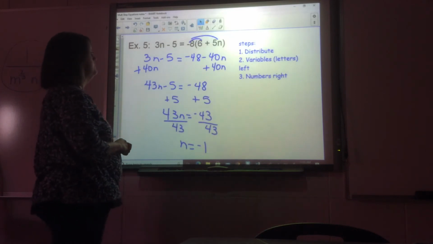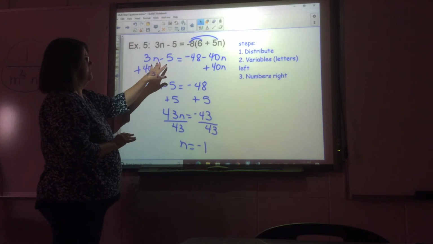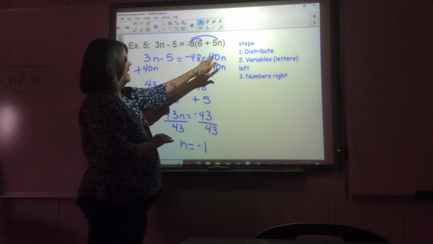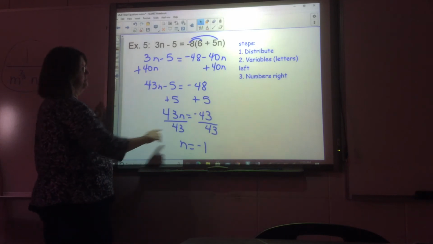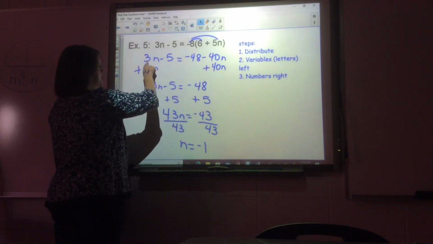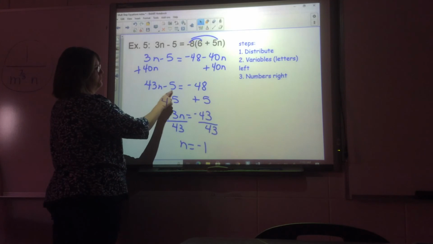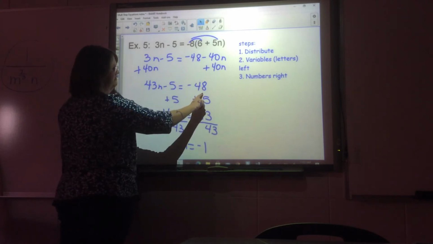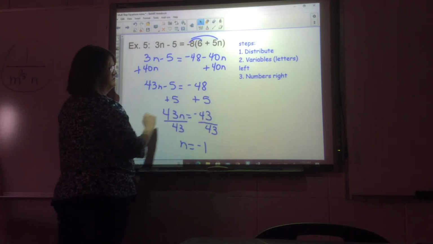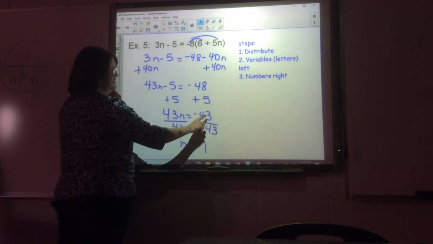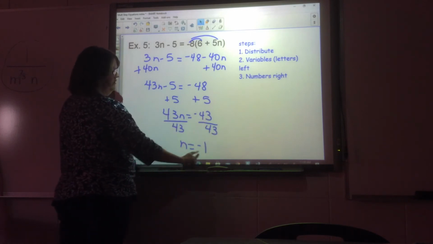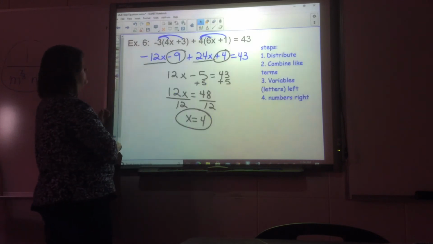Again, we have to distribute. So 3n minus 5 equals negative 48 minus 40n. We're going to move our variables to the left. So add 40n. This becomes 43n minus 5 equals negative 48. Move the 5 to the right by adding it. You get 43n equals negative 43. Divide by 43 and n is negative 1.